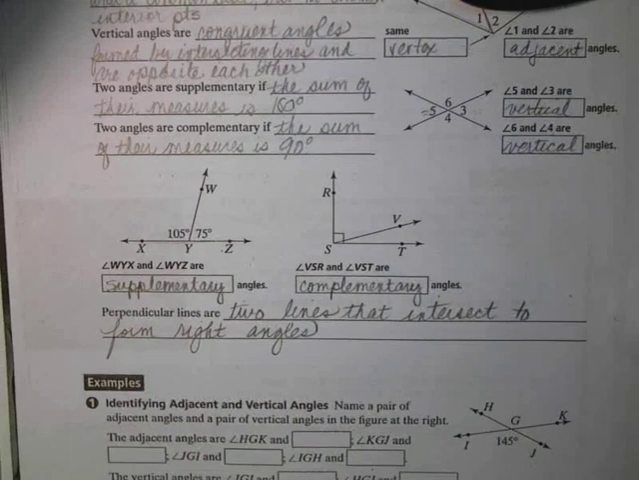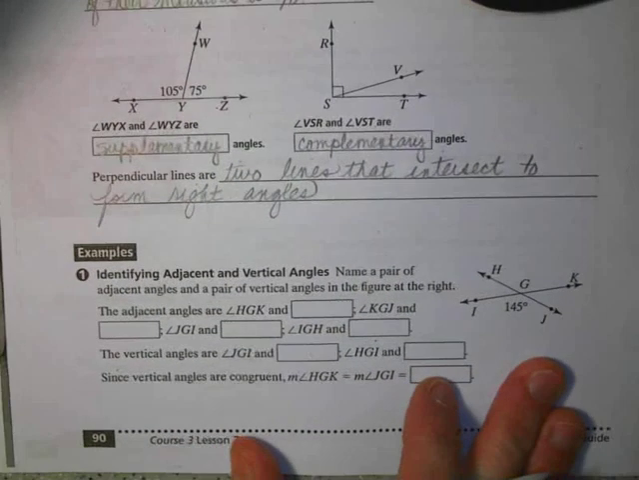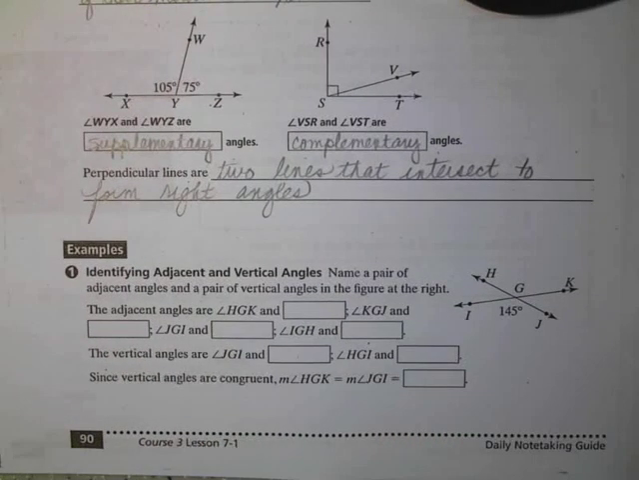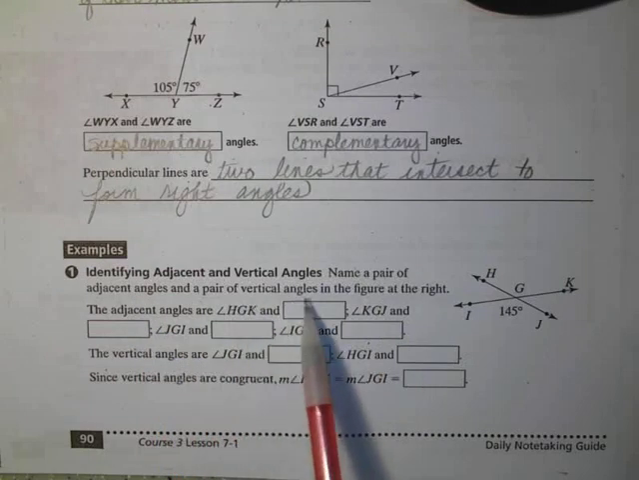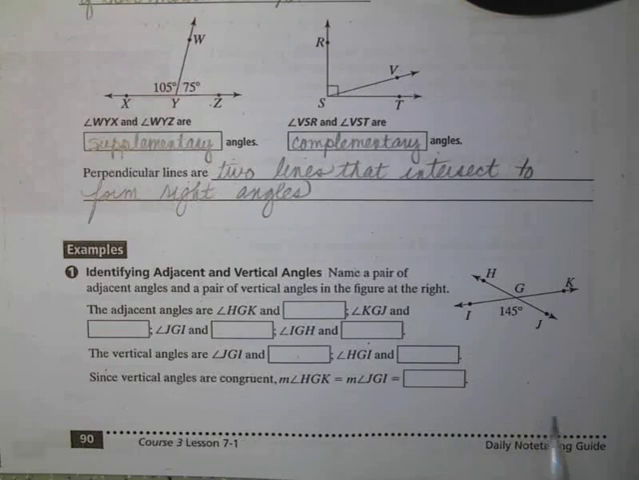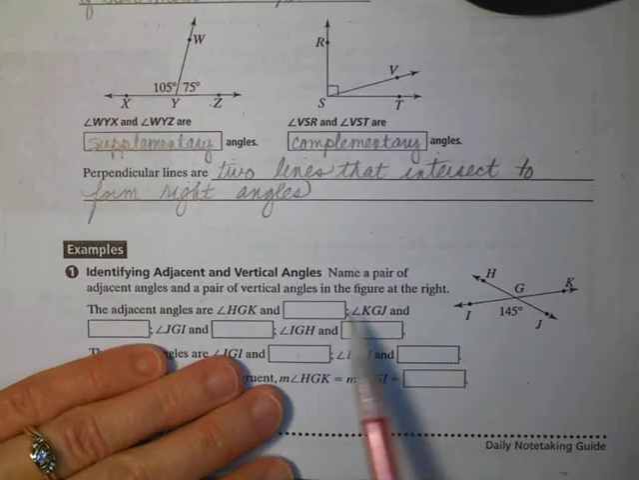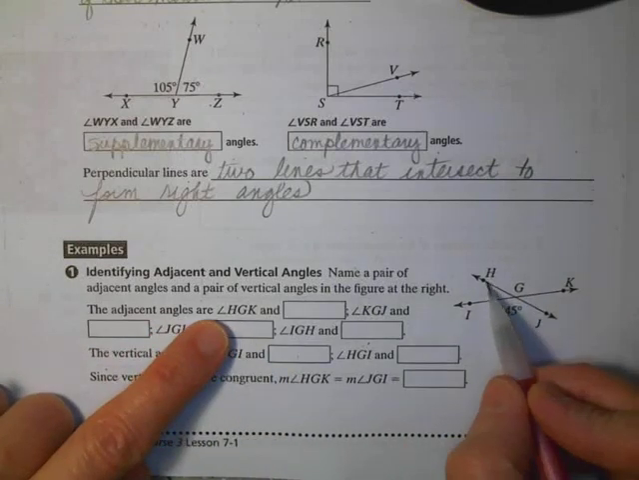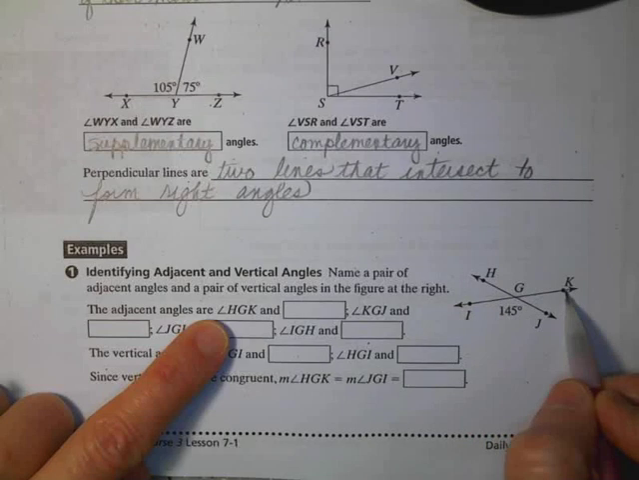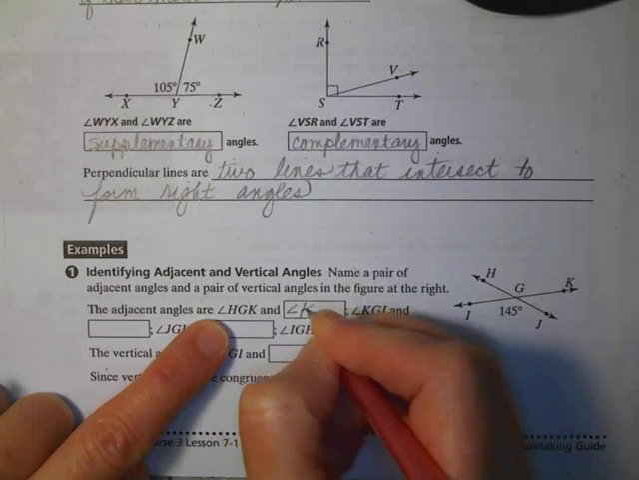So that does it for our definitions. Let's go ahead and look at some examples, identifying adjacent and vertical angles. We see right here that we have two intersecting lines. We want to name a pair of adjacent angles and a pair of vertical angles in the figure at the right. We actually can name several pairs, so let's look at a few. If we have angle HGK, adjacent to that would be angle KGJ.